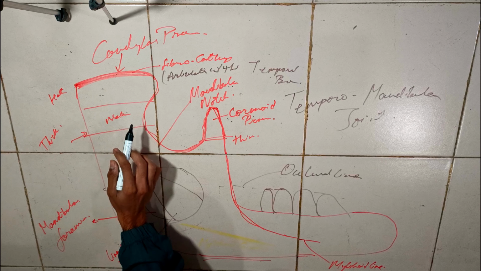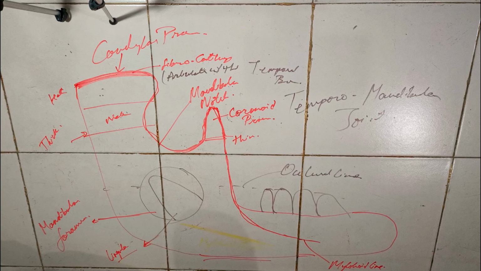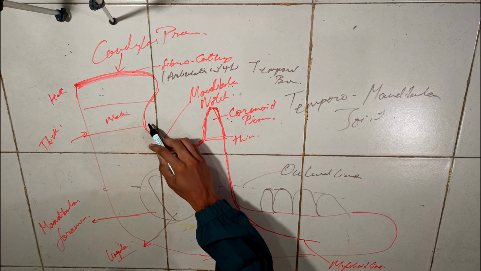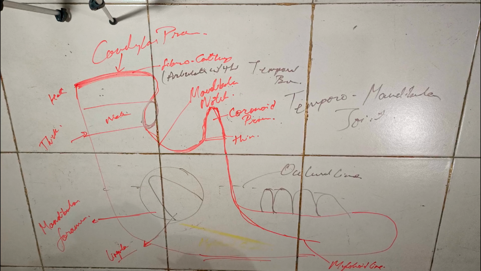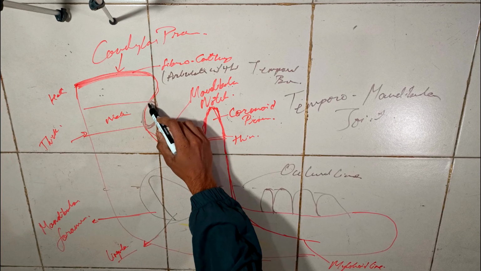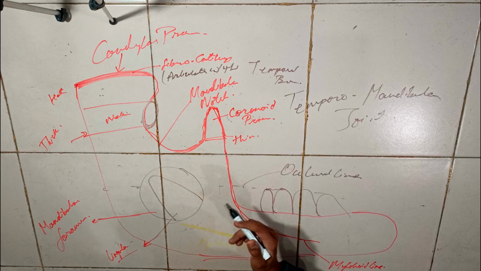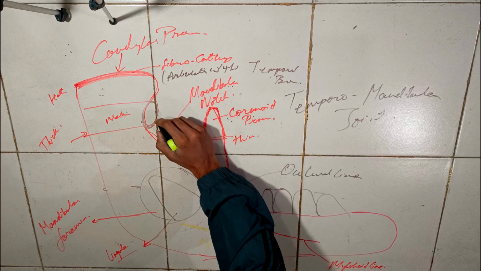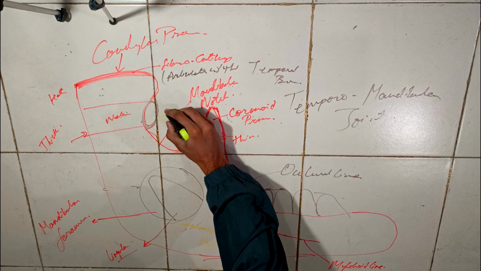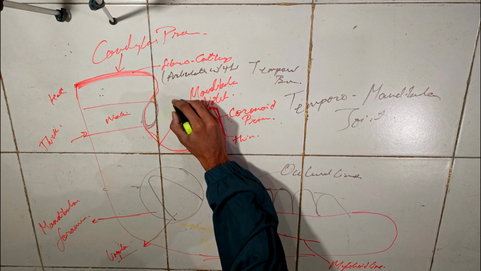The constriction below the head is called the neck. I've already told that. The anterior portion of the neck shows a depression. This depression is called the pterygoid fovea.